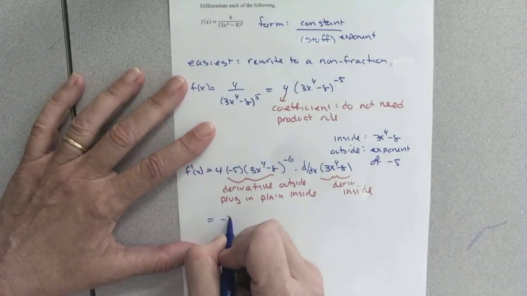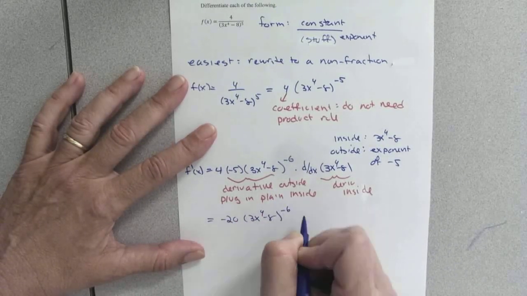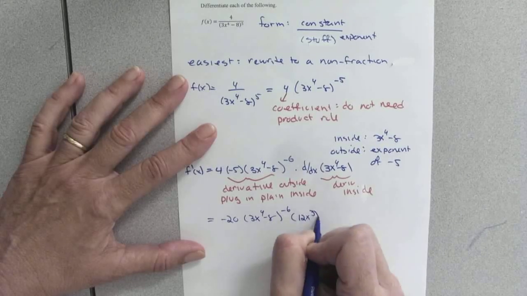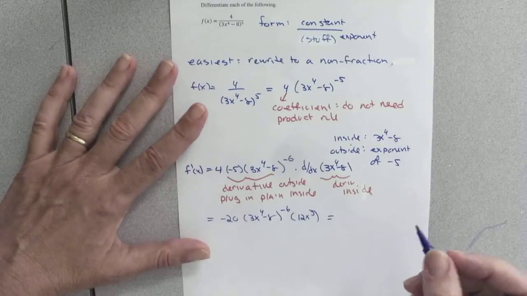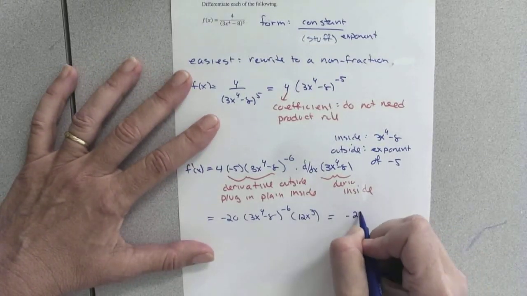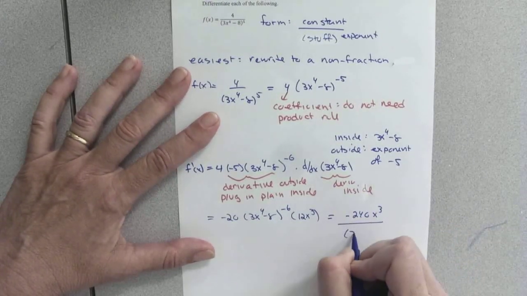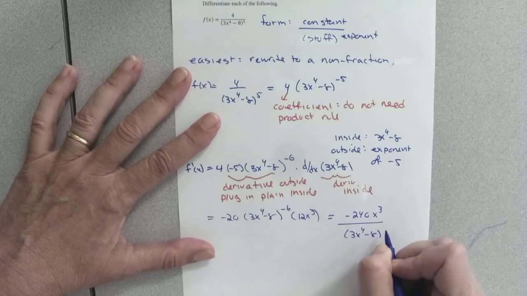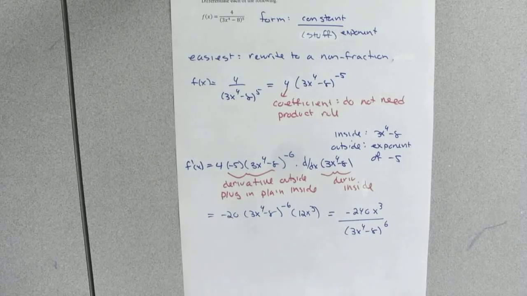So continuing on, that's going to give me negative 20 times (3x to the 4th minus 8) to the negative 6 times 12x cubed. And so negative 20 times 12 would be negative 240 x cubed. And since the original problem had a positive exponent, we'll return the answer to a positive exponent. The negative 6 drops down and becomes positive 6. And so there's my derivative.